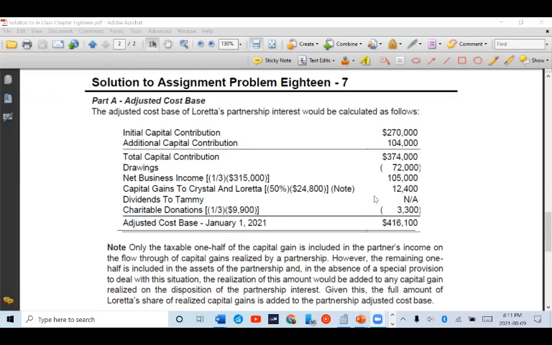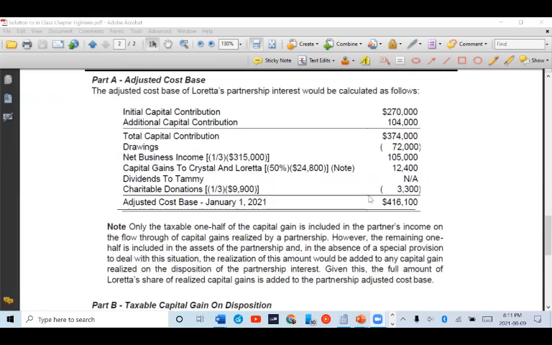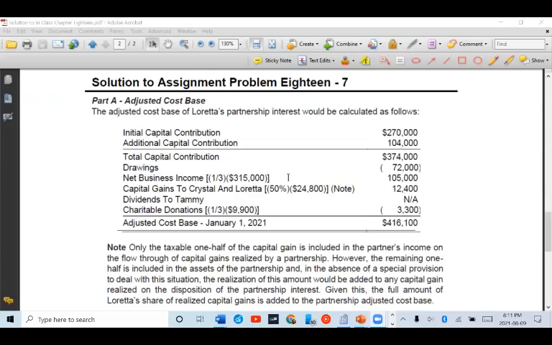Now, I'd like to also run through, I know we're getting a little tight on time here, but I want to just get through question 18.7 as well before we call it a night here, so you guys have everything for chapter 18. So I'm going to run through this one as well. So it's problem 18.7.